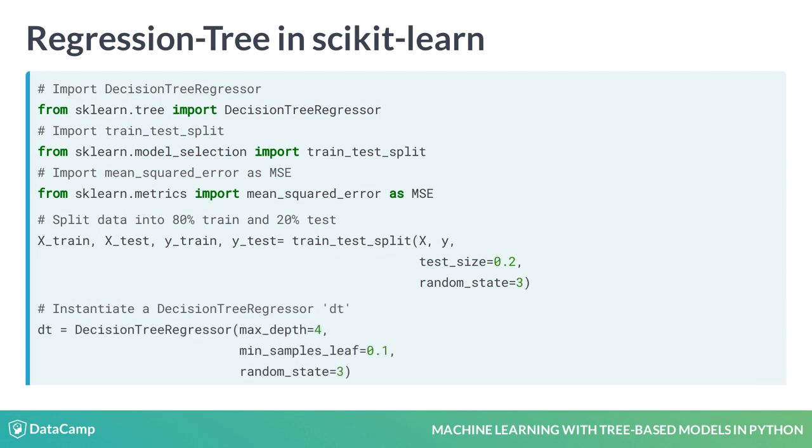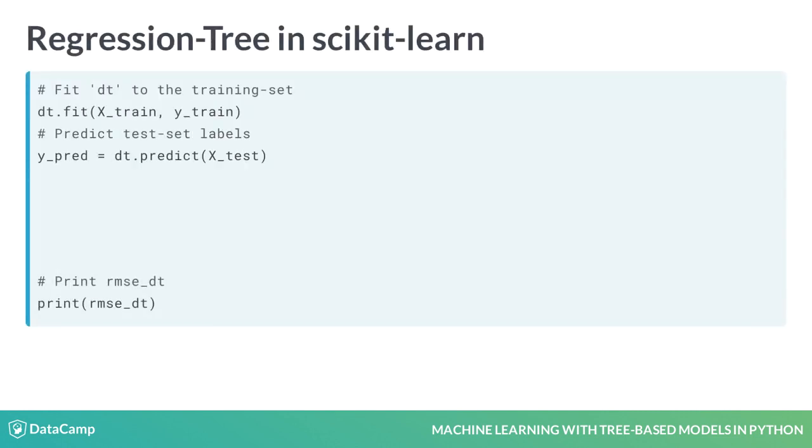You can now instantiate the decision tree regressor with a maximum depth of 4 by setting the parameter max_depth to 4. In addition, set the parameter min_samples_leaf to 0.1 to impose a stopping condition in which each leaf has to contain at least 10% of the training data. Now, fit dt to the training set and predict the test set labels.